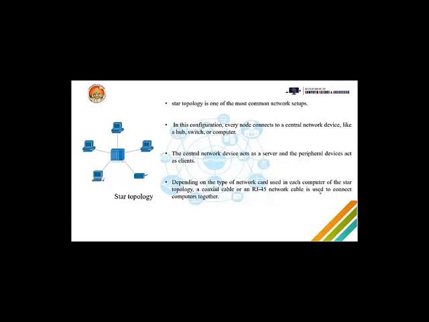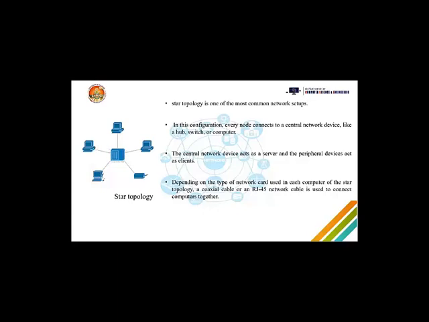Here star topology, the name itself is suggesting that the topology looks like a star. This star topology is mainly used in local area networks. In this star topology, every node connects to a central device. The central device may be a hub, switch or computer. The central device acts as a server and the peripheral devices act as clients. These end nodes are directly connected to the central controller.